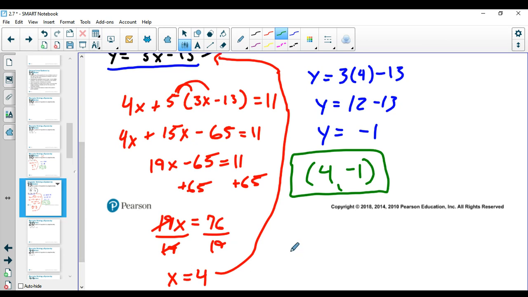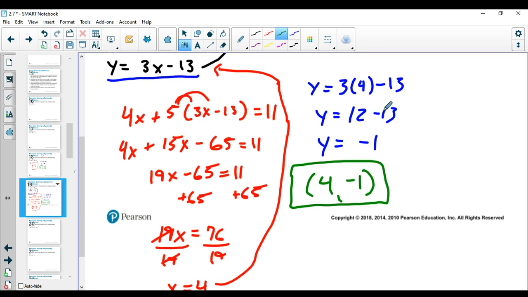What's that? Three times 4 is 12, right? 12 minus 13. If I have $12 and I try and buy something worth $13, how much am I going to go in debt?